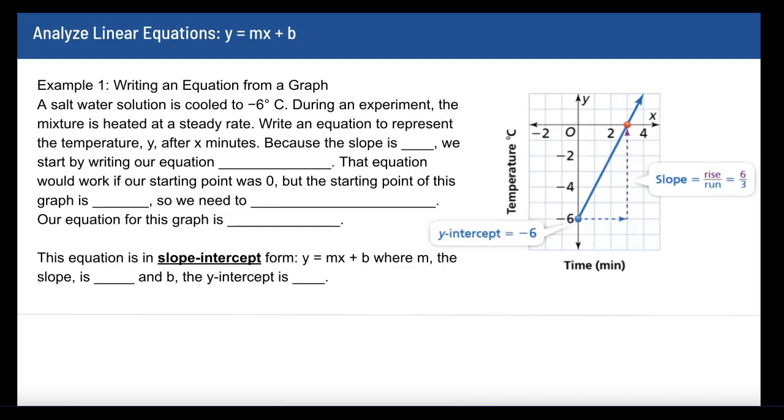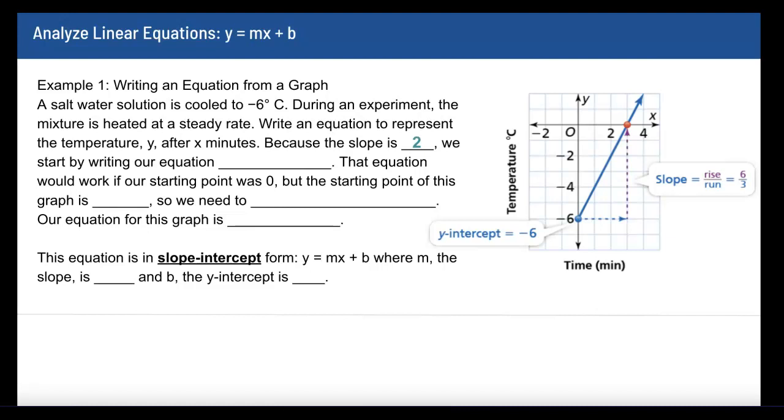First example, writing an equation from a graph. This graph represents a saltwater solution that has been cooled to -6 degrees. During an experiment, the mixture is heated at a steady rate. Write an equation to represent the temperature y after x number of minutes. So again, we want to identify the slope, and we can see that is identified for us. The rise over the run is up 6 over 3, so 6 over 3. And when we divide that out, we see that the slope is 2.